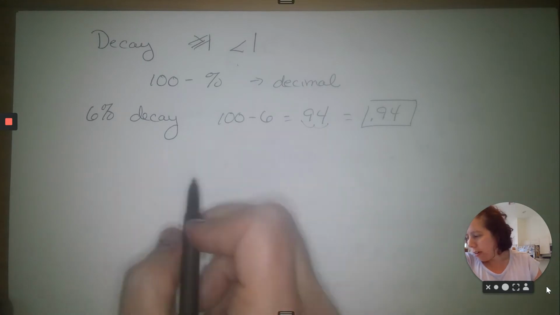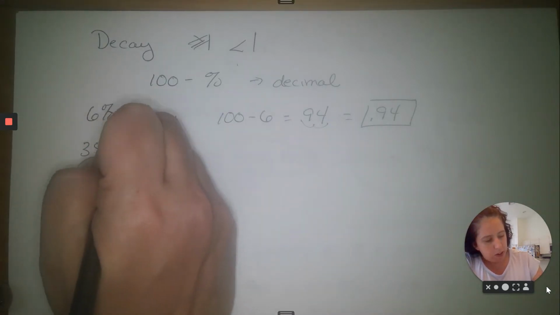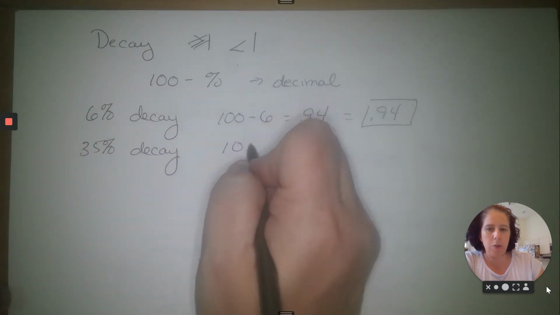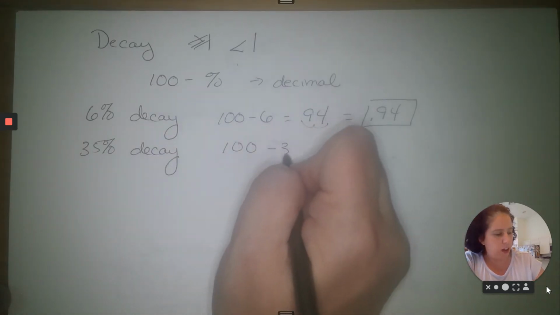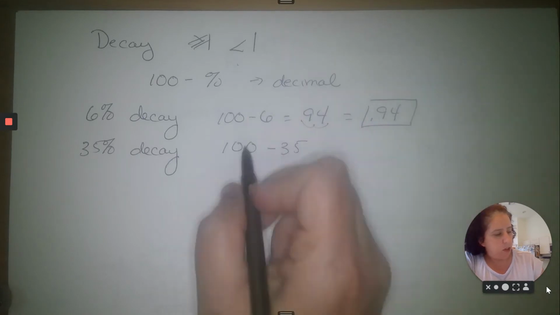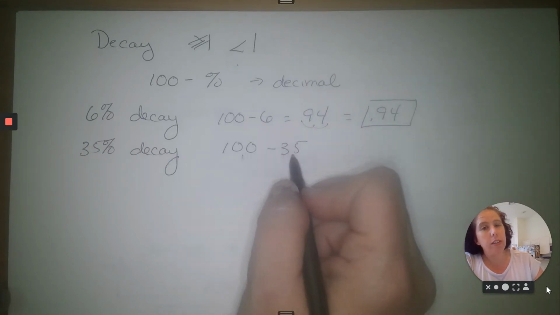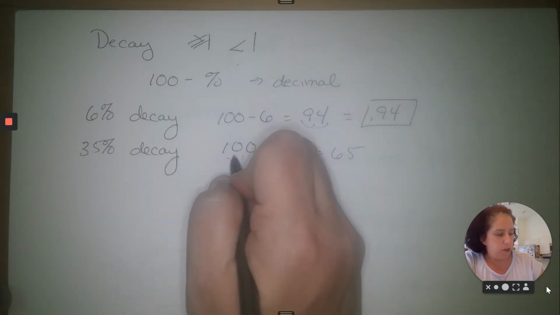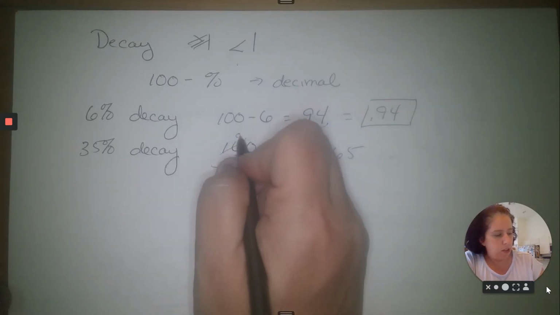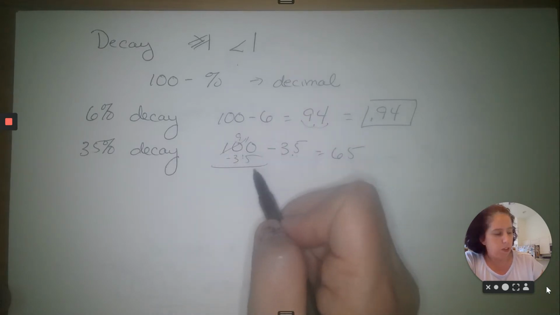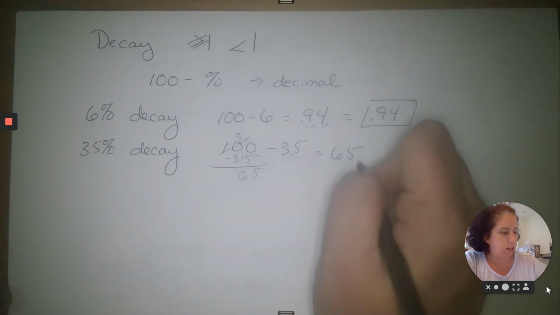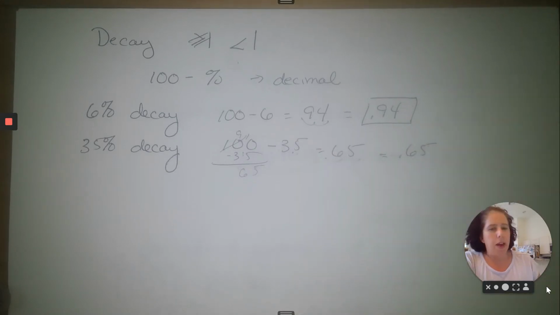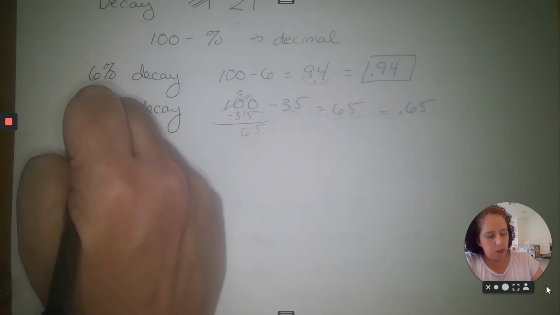All right, so let's try a 35% decay. Again, it's a decay, so we're going to do 100 minus 35. 100 minus 30 is 70. 70 minus another 5 is going to be 65. But we'll just do it the long way. Most of you guys are going to reach for your calculators. So that's 5, 9 minus 3 is 6. Again, your decimal is over here, move it 1, 2. So 0.65.